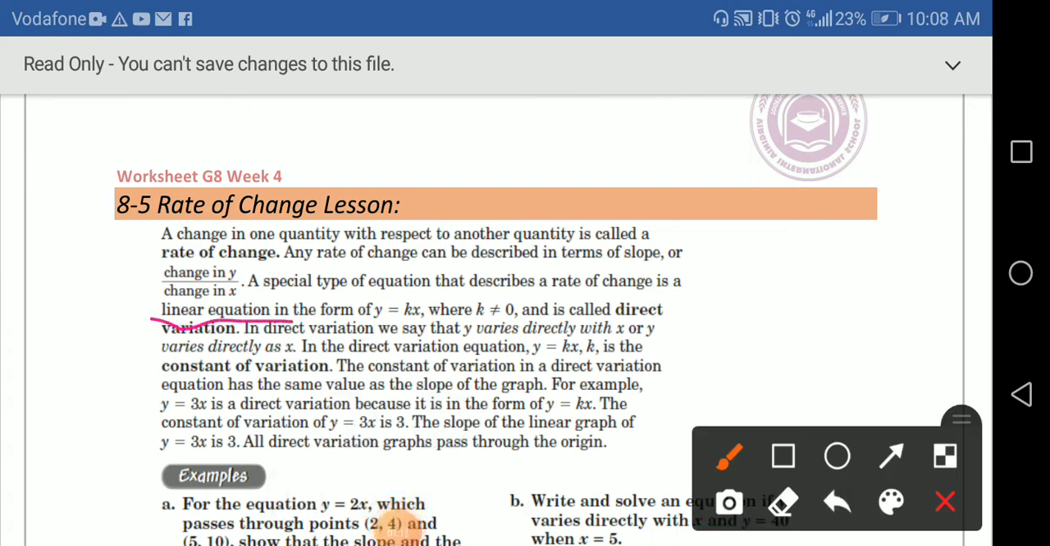A special type of equation that describes the rate of change is linear equation in the form of y. Guys, this is important. y equals kx, where k doesn't equal 0. It's not equal 0, and called direct variation.